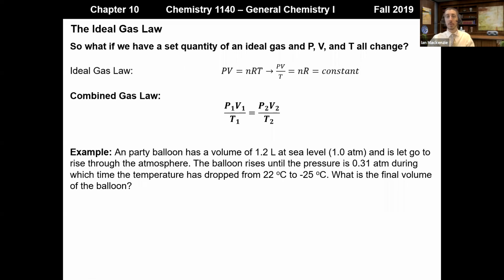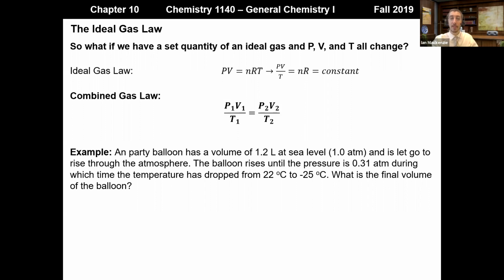Let's say you have a party balloon that has a volume of 1.2 liters at sea level. So we're at 1 atmosphere there. And that's let go to rise up through the atmosphere. And it rises until the pressure is 0.31 atmospheres. And the temperature in the atmosphere also changes, and it's dropped from 22 degrees Celsius all the way down to negative 25 degrees Celsius. So what's the final volume of the balloon? We have a set quantity because presumably none of the gas is escaping from the balloon. So however much gas is in the balloon, that's staying constant.